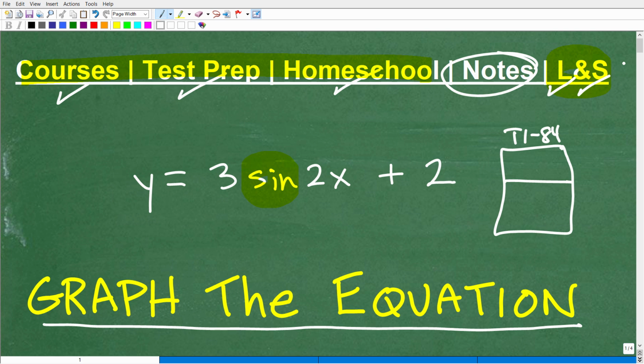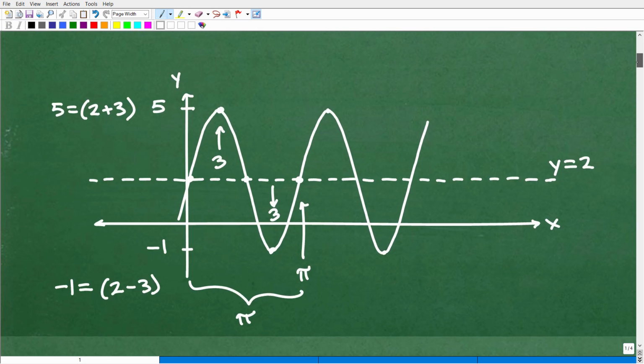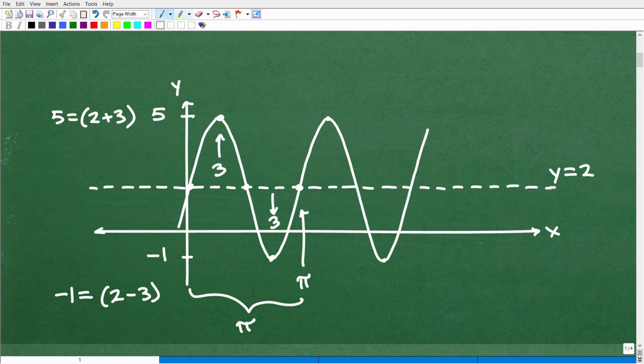Okay, so let's go ahead and take a look at the basic sketch of this equation here. It's an equation of a trigonometric function, and we're talking about sine. Let's take a look at this sketch, and here it is. You can see right here is the basic sketch.